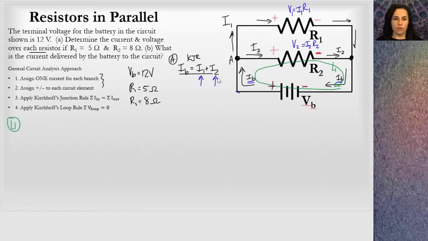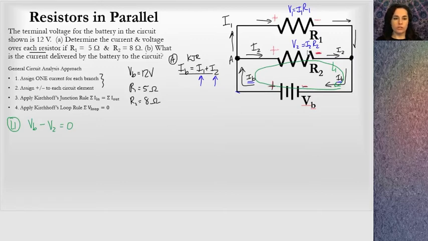So for loop 1, I'll put this over here. I'm going to go around and apply Kirchhoff's loop rule. The sum of the rises and the sum of the drops equals 0. When I go around this loop, I have only 2 circuit elements, the battery and R2. I get a rise from the battery, and then a drop over that resistor. So I'm going to put V minus V2 equals 0. Okay, so that's for that loop.